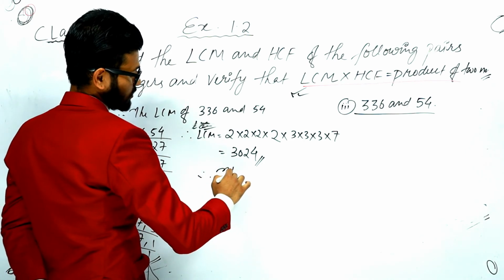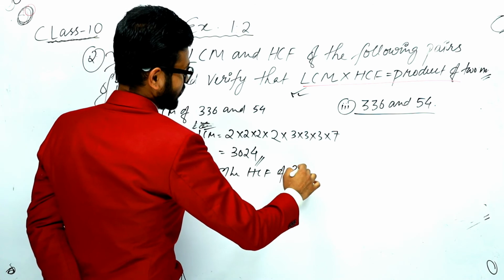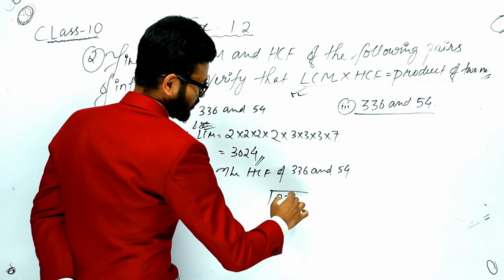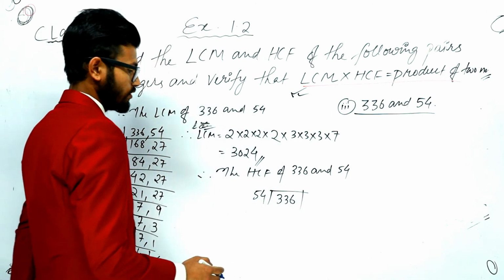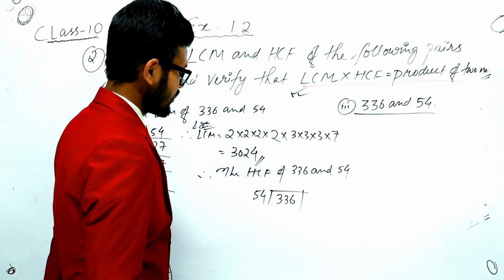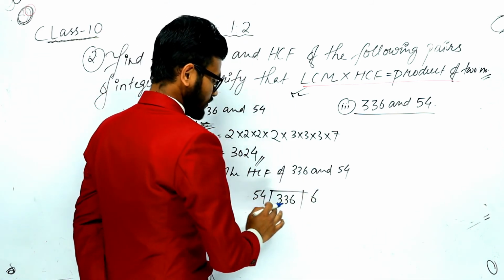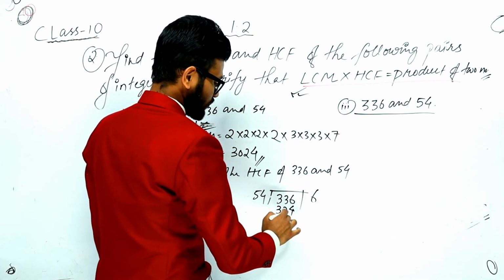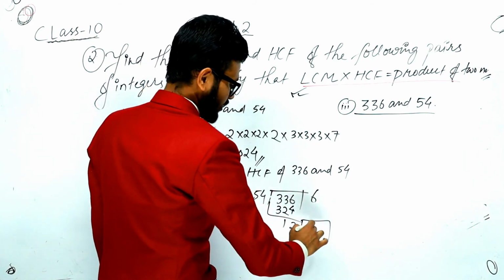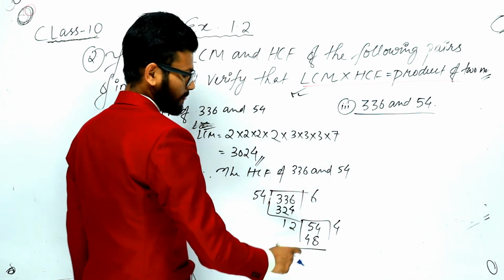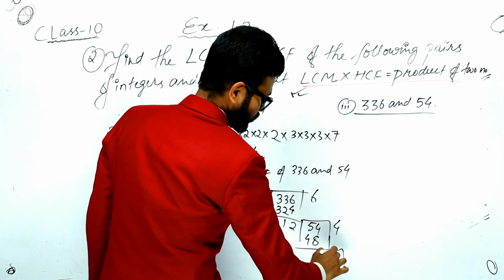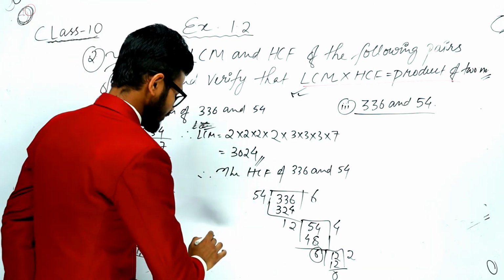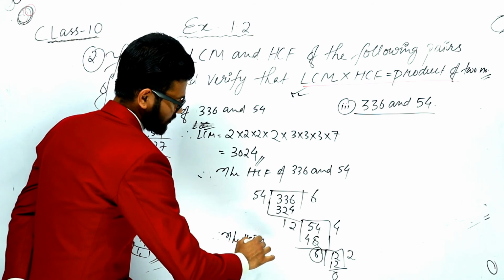Therefore, the HCF of 336 and 54. So let us go on doing it. 336, here is 54. That means 5 4 is 20, 5 6 is 30, 6 4 is 24, 12 4 is 48. So what will you get ultimately? Yes, 14 divided by 8, here is your 6, 6 12, that means you are getting 6. Therefore, the HCF is 6.